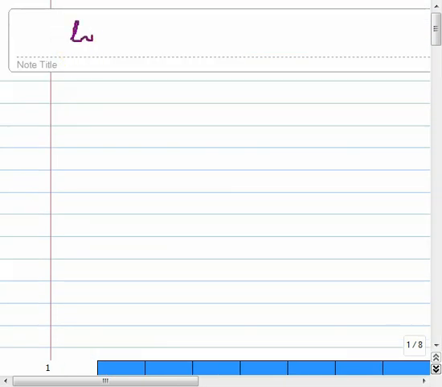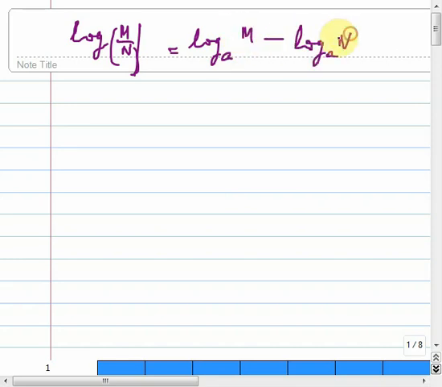Now the proof of log m upon n is equal to log m to the base a minus log n to the base a. I leave this to you as an exercise, but I will take up the last proof, that is log a m to the power r is equal to r log a m.